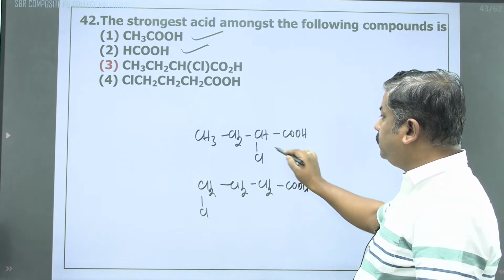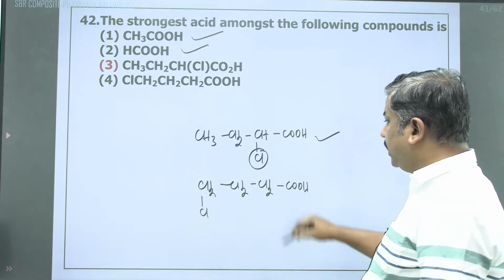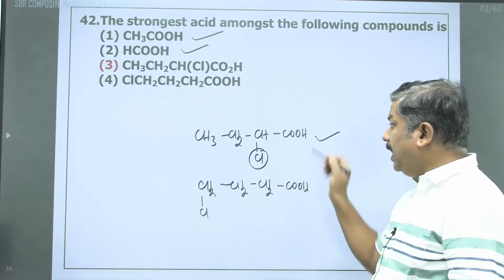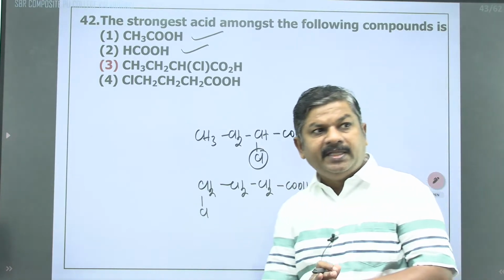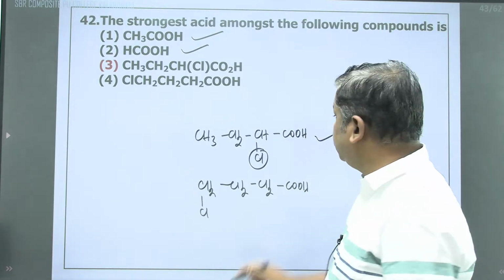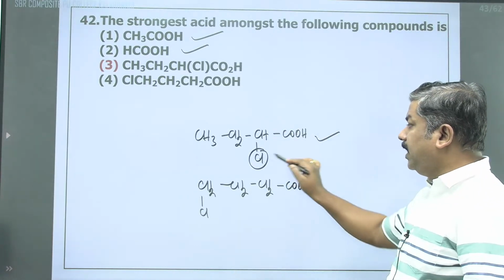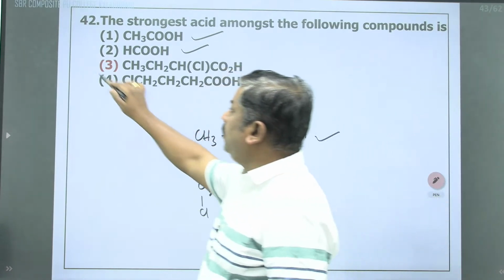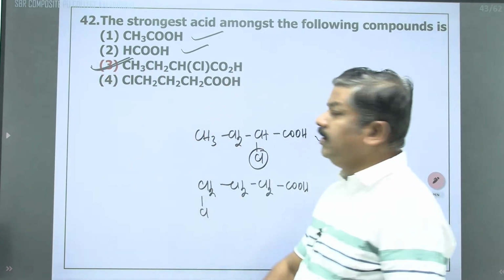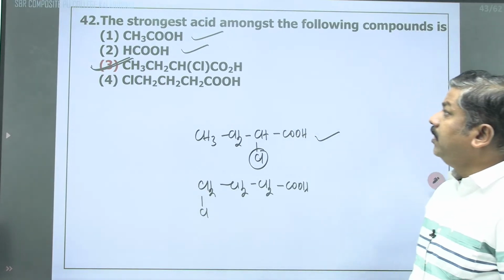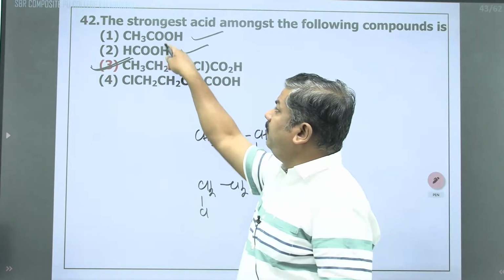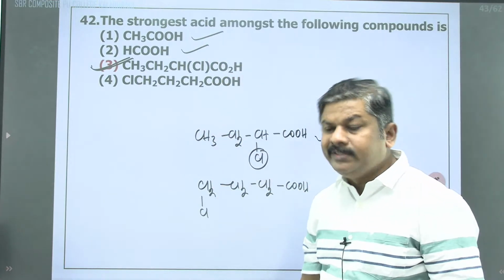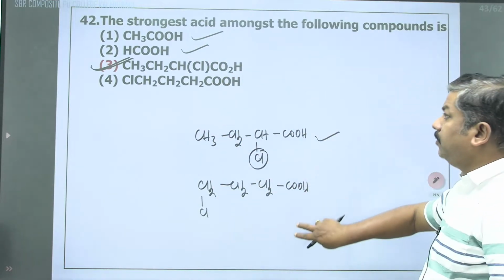Between these two compounds, 2-chlorobutanoic acid is more acidic because chlorine is very near to the carboxylic acid. You know that the inductive effect depends upon the distance, and this one is very near to the carboxylic acid. So this compound is the strongest acid out of these four compounds. So option number 3 is correct for this question on acidity of carboxylic acids. These two are aliphatic carboxylic acids, and aliphatic carboxylic acids have the lowest acidity. Only the third option is correct here.